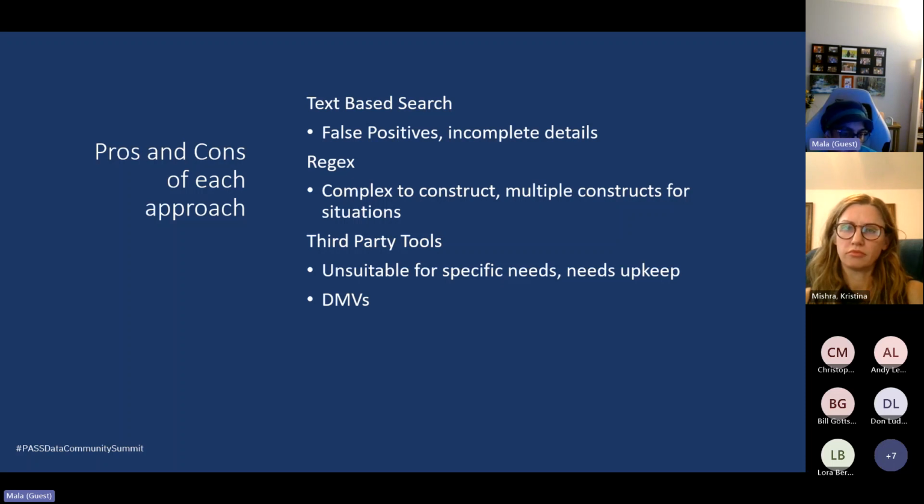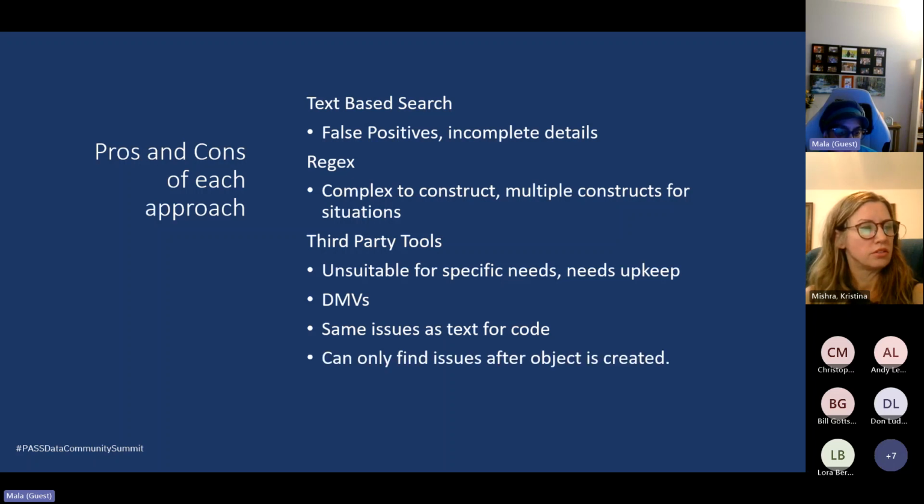DMVs. A lot of people have used DMVs historically. The problem with DMVs is somewhat similar to text for code, in that it's going to find things on a text-based search basis. If you use that DMV to search in stored procedures and such, that's what it's going to find. So again, false positives and incomplete details.